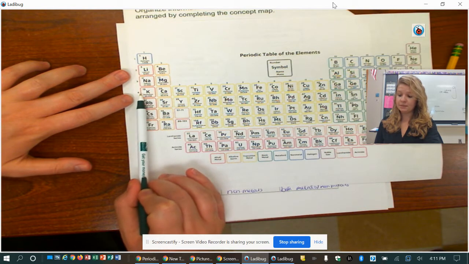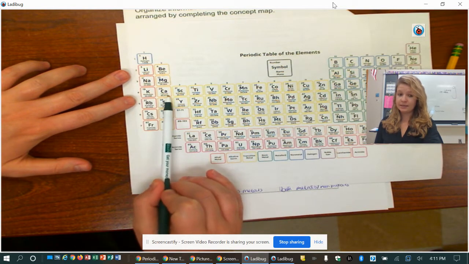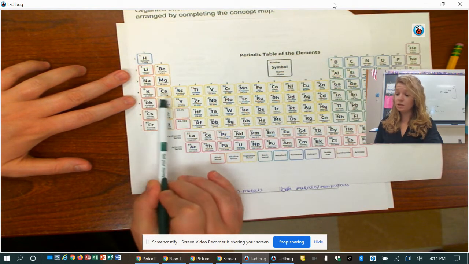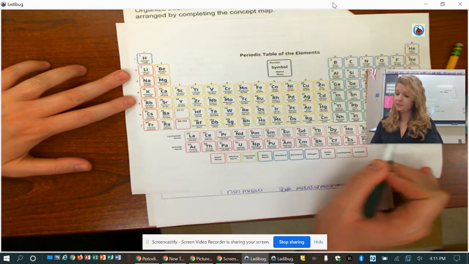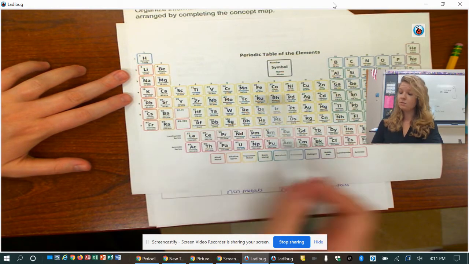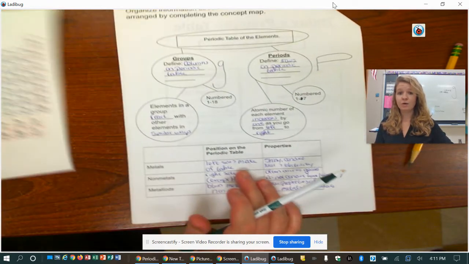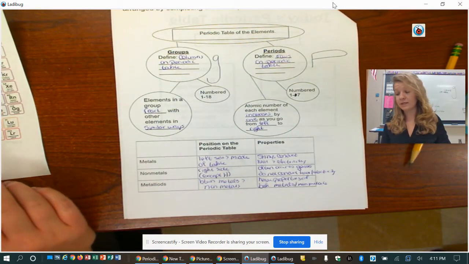So potassium has an atomic number of 19. Calcium has an atomic number of 20. So that is how you increase. They increase this way, then over here 36, and then boom, down to 37. So that is just the generalization of how your periodic table is organized.